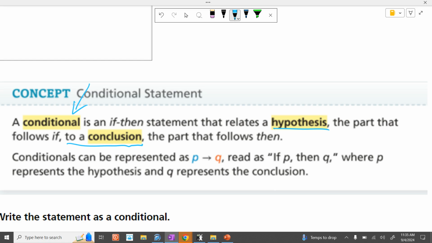Okay, conditionals can be represented using an arrow. P, arrow Q means if P, then Q. Like, if a triangle has a right angle, then it's a right triangle. Okay, that's a conditional statement, an if-then statement.